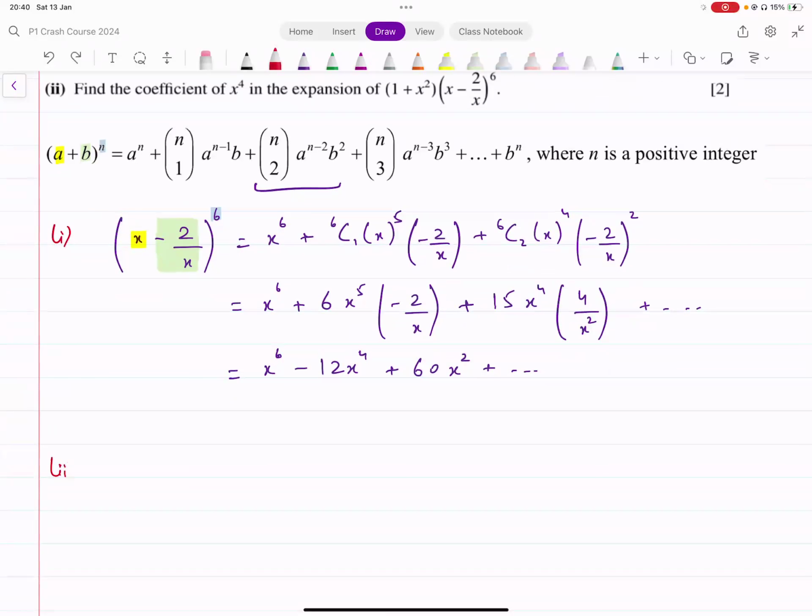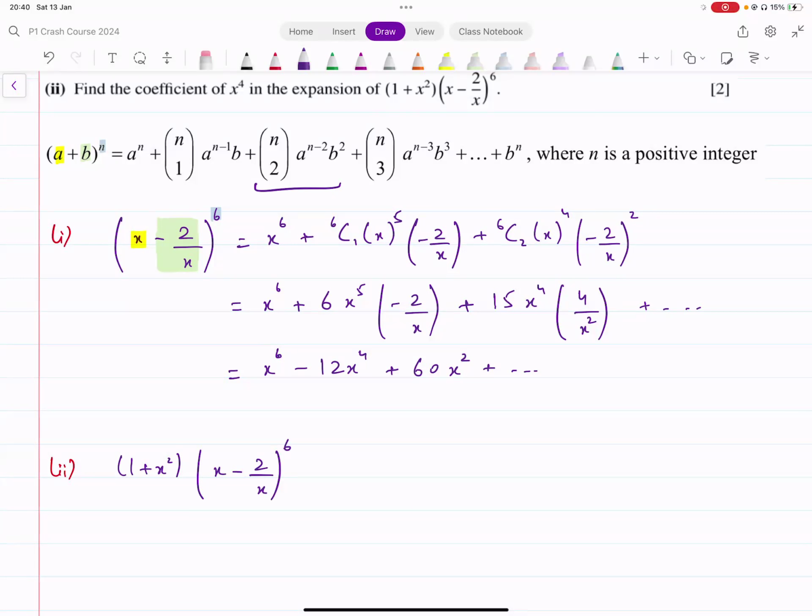What does the second one say now? Find the coefficient of x raised to the power 4 in the expansion of this thing now. Okay, find the coefficient of x raised to the power 4 in this expansion. What do we have now? We have 1 plus x squared multiplied by x minus 2 over x whole raised to the power 6.